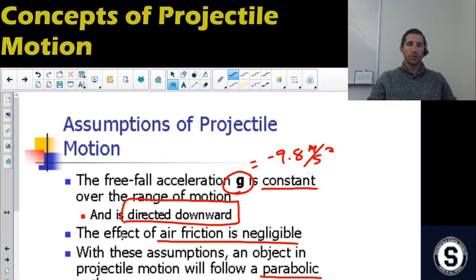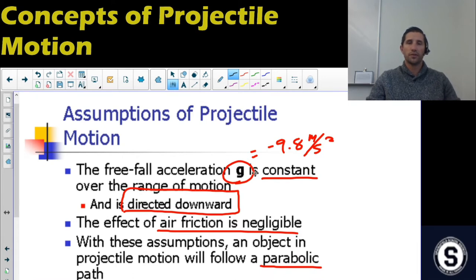All right, the other thing that we're going to assume is that the effect of air friction or air resistance is negligible. So once we throw that object into the air, yeah, maybe the air is pushing against it a little bit, but we're going to neglect that effect. The effect that air has on most projectiles is very small, and so we can pretty much ignore it without having any major consequences of ignoring it. For some objects, air resistance might be a little bit more significant, but we're not going to worry about that just yet.